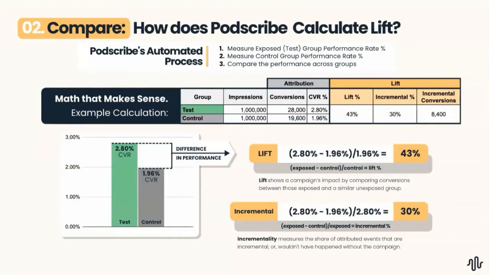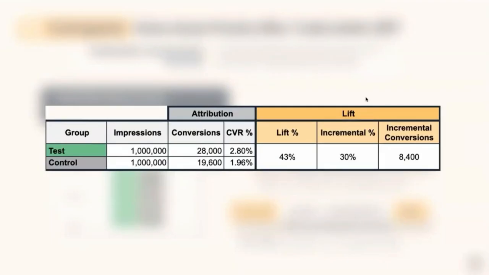Now we compare. So here's a little math. Don't be too frightened. These are not super challenging equations here, but let's just set up an example so we all understand how lift or incrementality is actually calculated. Let's say we have a campaign. That campaign ran 1 million impressions. That's the test line item in that table right there, the green one. With that 1 million impressions, 28,000 people went on to convert, 2.8% conversion rate. Great. So that was the performance of the test group.